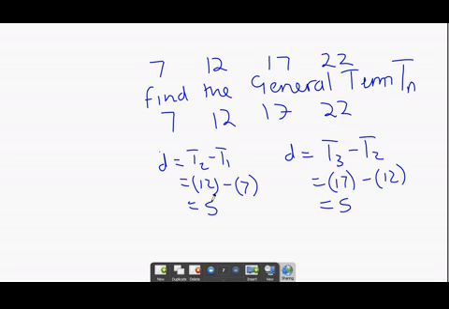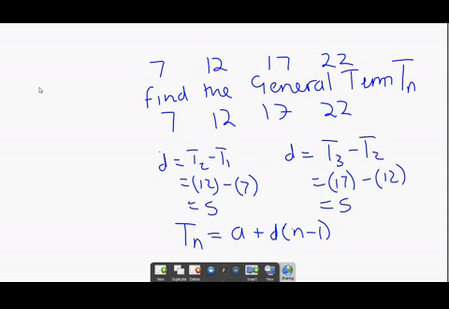Now, obviously, we need to write down the general term. For us to write down the general term, you need to use the formula Tn is equal to a plus (n minus 1) multiplied by d. Now, this formula is usually provided in your formula sheet, so you do not need to memorise it. There's no need for you to say you didn't remember the formula, because it's given.